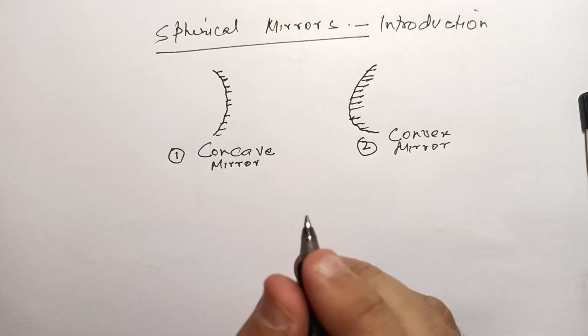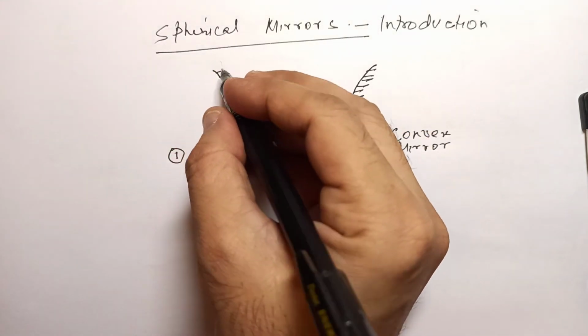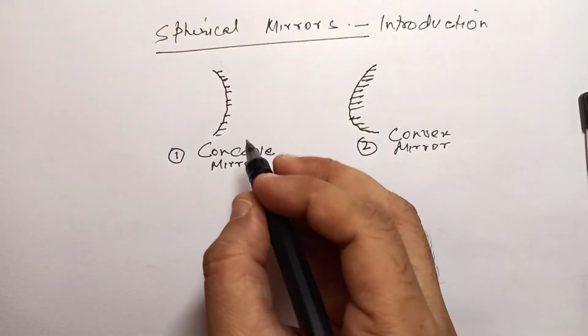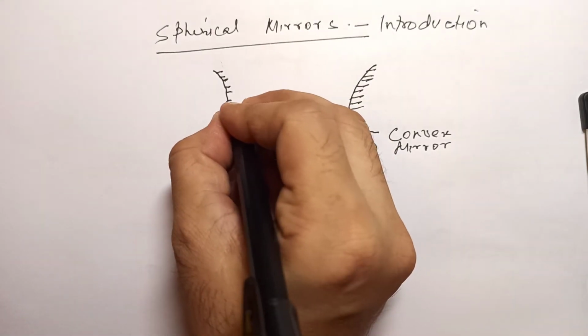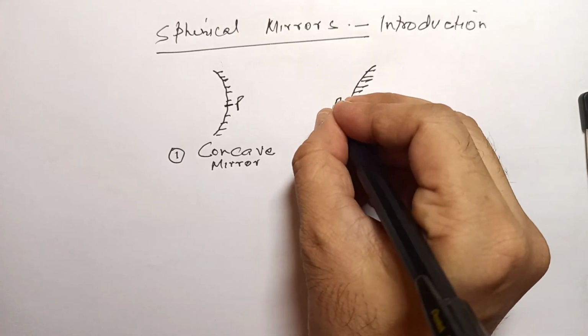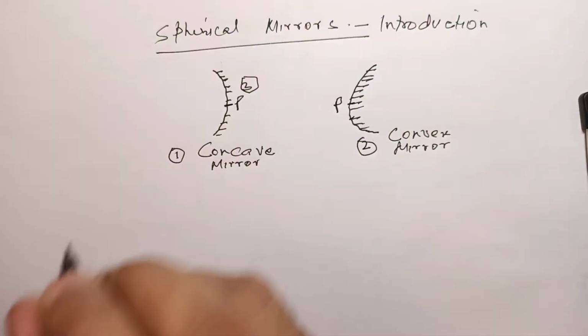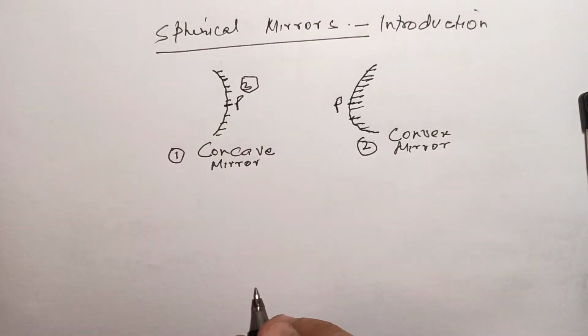Now number 3 is pole. Pole is basically whatever portion of the mirror we are considering, the middle of that is called pole. Like in this mirror, the middle of this is pole. So let's make it number 3.